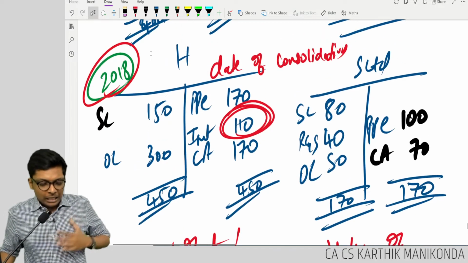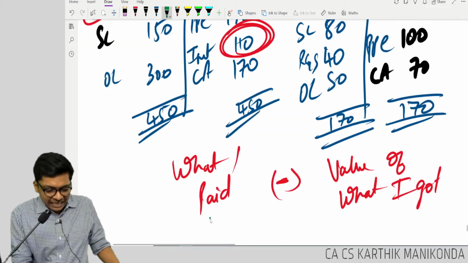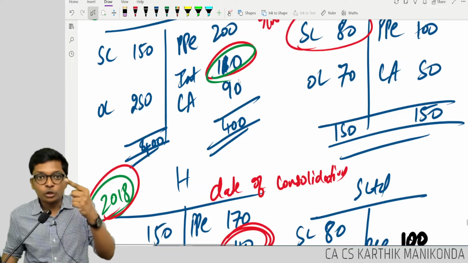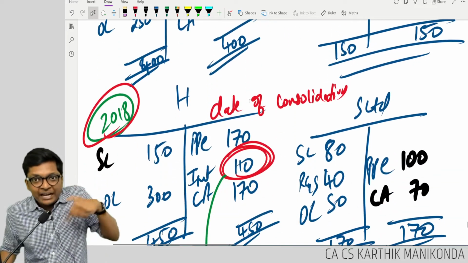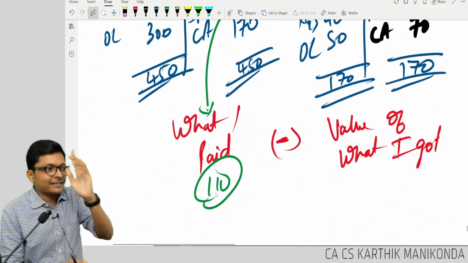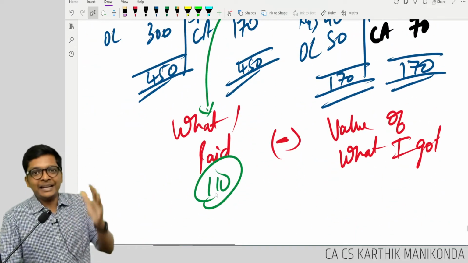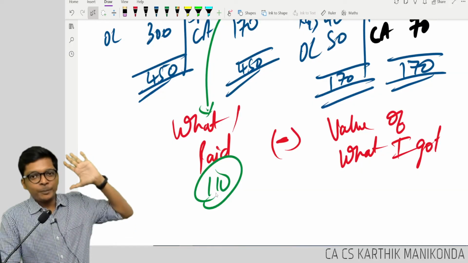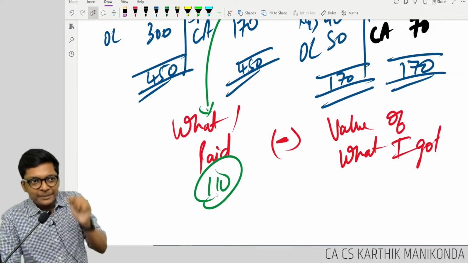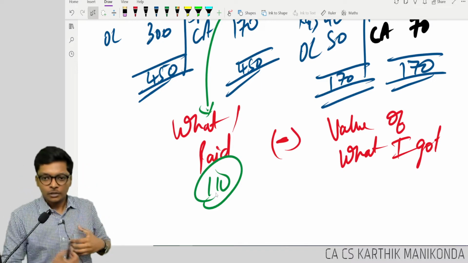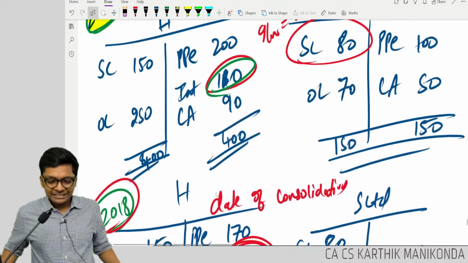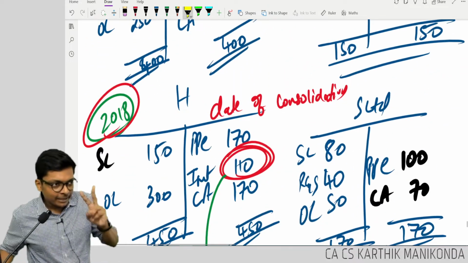Now left hand side will be 110, correct? Because what I paid is not going to change even if 100 years get over, because what I paid will be what I paid, correct? To buy Dhoni's bat I paid 5 lakhs. Whether you paid 10 years back or you are paying now or after 5 years, what I paid will be the same. Hello? Getting it? Not following.